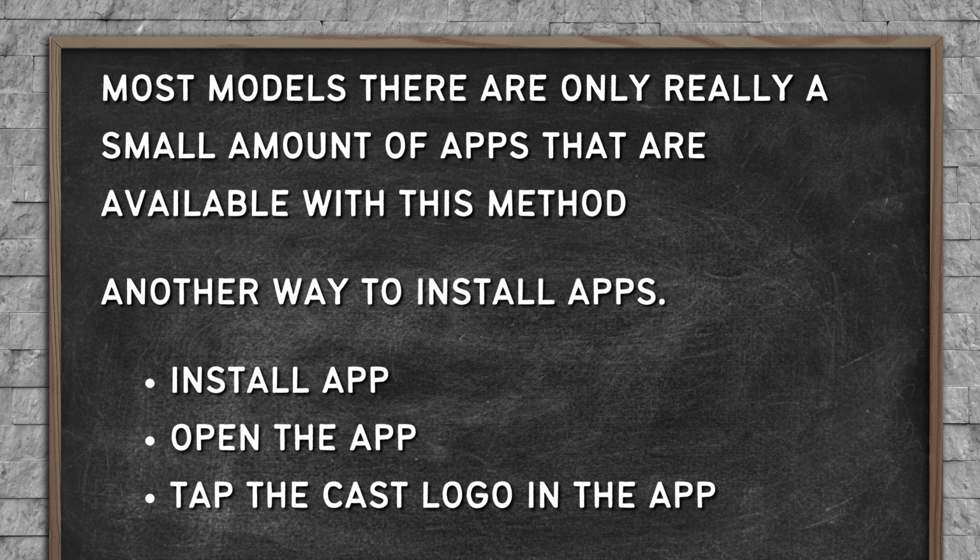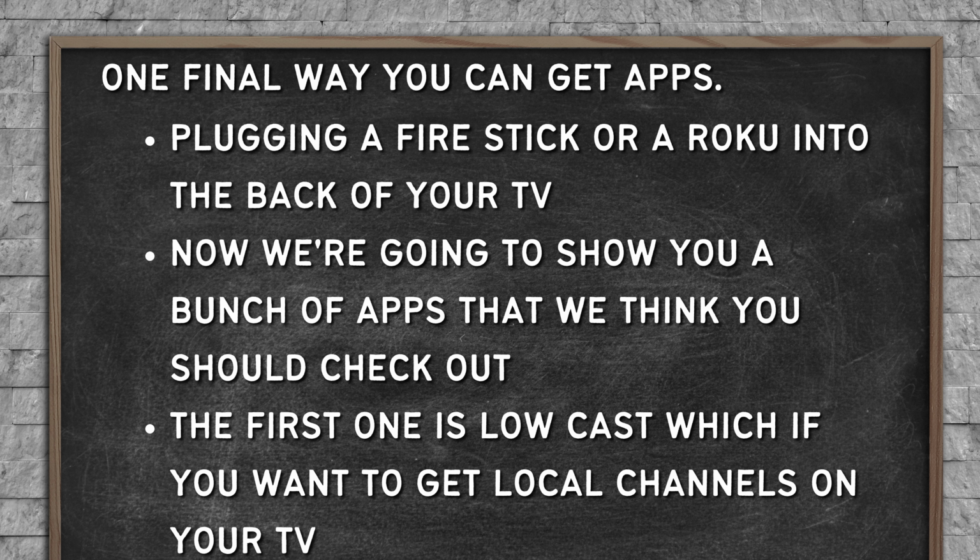Another way to install apps: install the app, open the app, and tap the cast logo in the app. One final way you can get apps is by plugging a Fire Stick or a Roku into the back of your TV. Now we are going to show you a bunch of apps that we think you should check out.